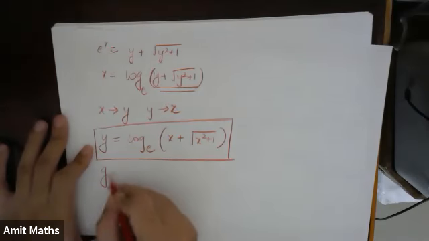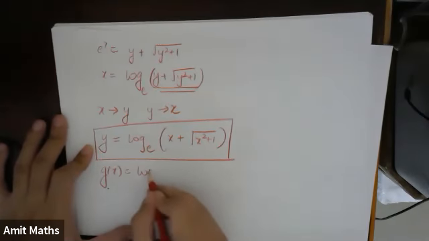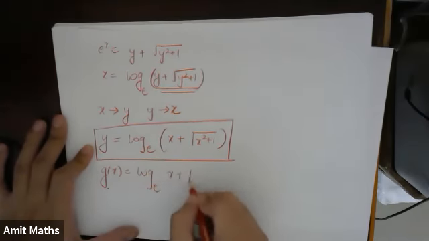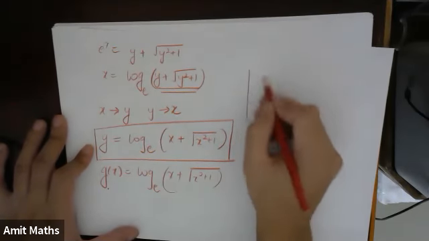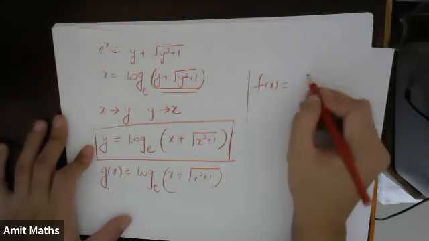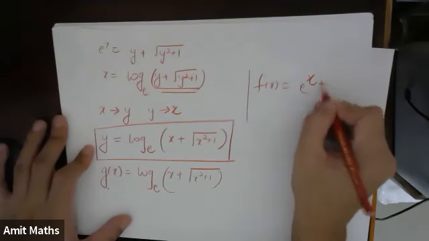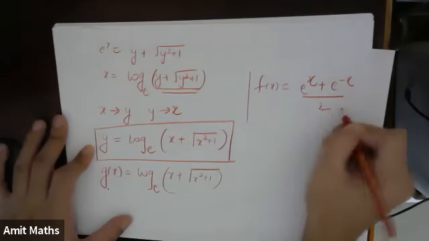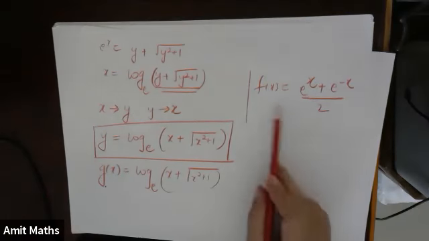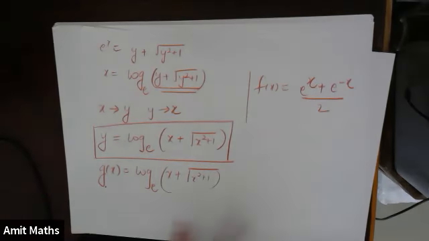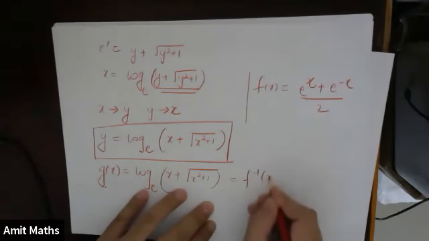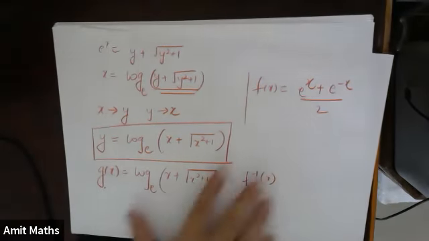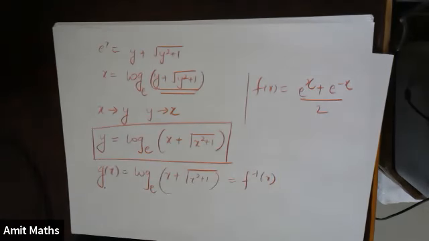I can write this as g of x equals log base e of x plus under the root of x square plus 1. And what was f of x? f of x was x equals e to the power x plus e to the power minus x, divided by 2. So this was f of x, and the inverse of this function can also be written as f inverse of x. Just check this part, then we'll move on to the next section.